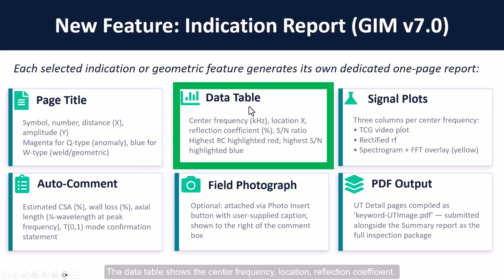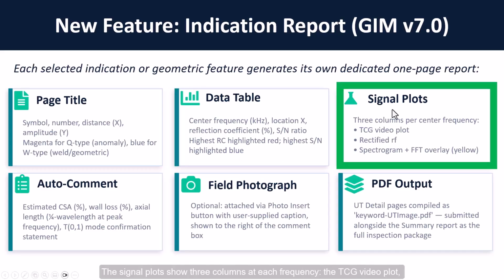The data table shows the center frequency, location, reflection coefficient, and signal-to-noise ratio at each frequency. The highest reflection coefficient is highlighted in red. The highest signal-to-noise ratio is highlighted in blue. The signal plot shows 3 columns at each frequency: the TCG video plot, the rectified RF, and the spectrogram with the FFT curve overlaid in yellow.